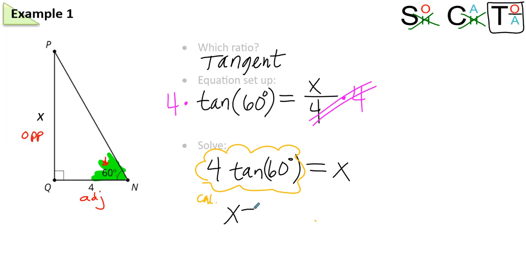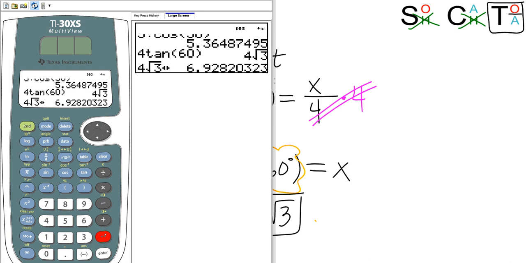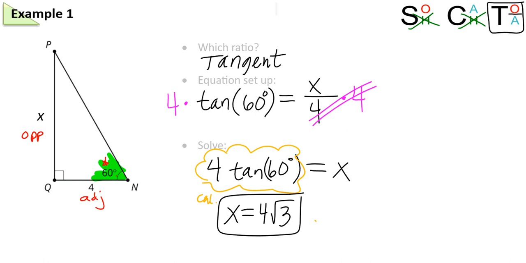Root 3. Now, if you wanted a decimal answer on this one, you could. That would be fine. You'd use this little button right here to get that decimal approximation. But it's also fine to just leave it as a radical. Every once in a while, it'll give you a really strange radical.